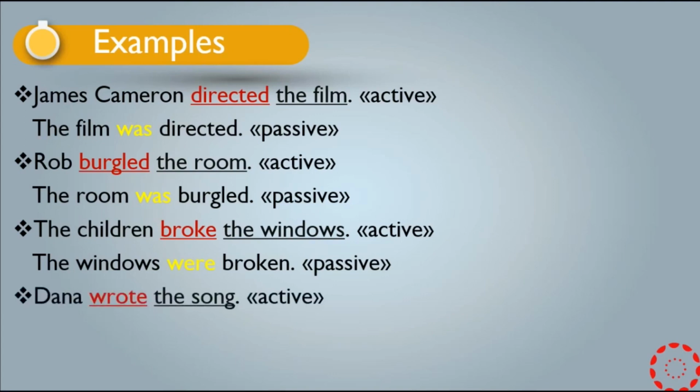Another example: Dana wrote the song. Again, the song is singular, and "wrote" is the verb in the past form, so it became "the song was written." So we will drag the object to the beginning. We will look: if it is singular, we write "was"; if it is plural, we write "were." And we will also change the past form of the verb to the past participle. So "wrote" became "written."